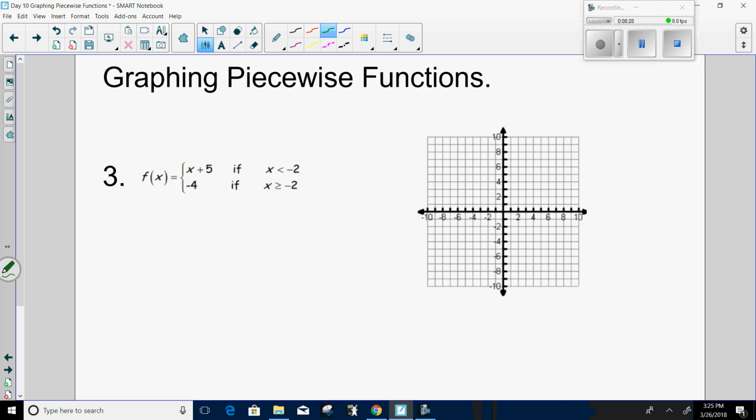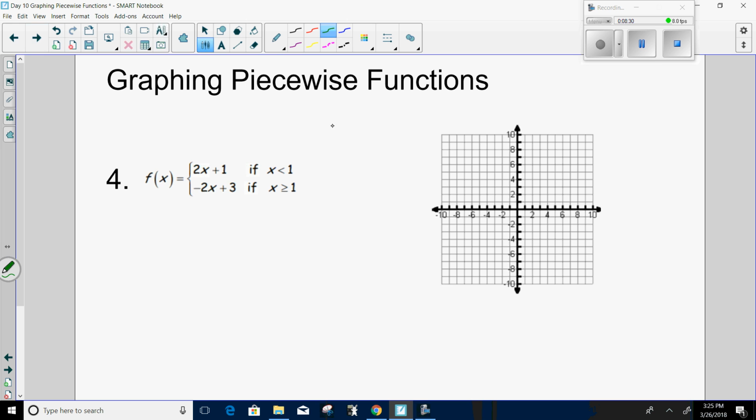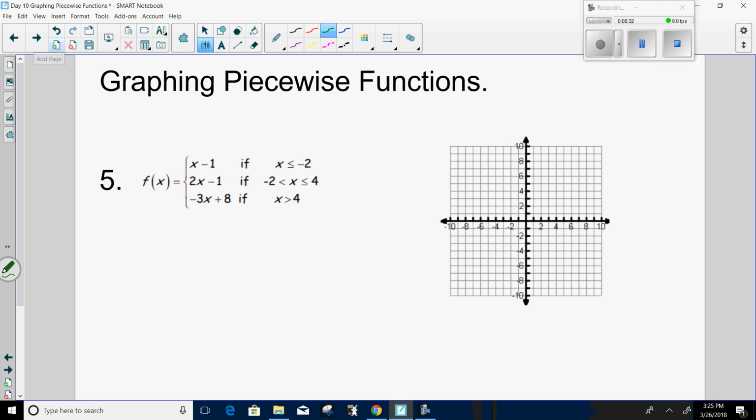Okay, let's do one more. So let's go over here and do number 5 because it has 3 equations. Okay, so I'm going to do the top one blue, the middle one I'm going to do in red, and the bottom one I'm going to do in green. So again, I start with the top equation. My values where it switches is -2. The red one, it switches at x equals -2 and x equals 4. In the bottom equation, it switches at x equals 4. So I'm going to plug all those values in.